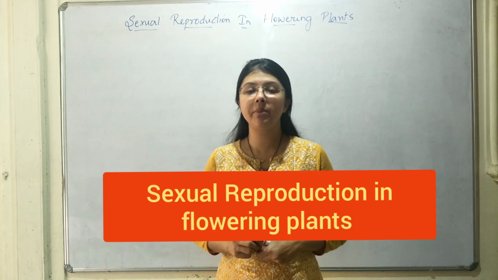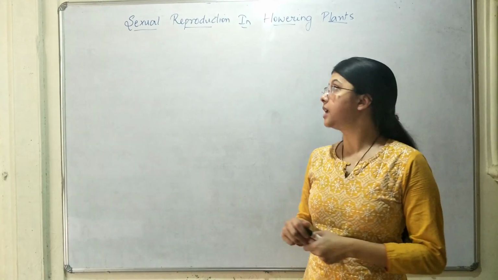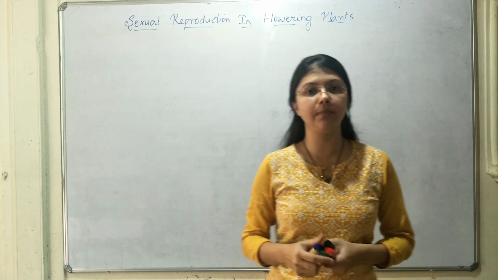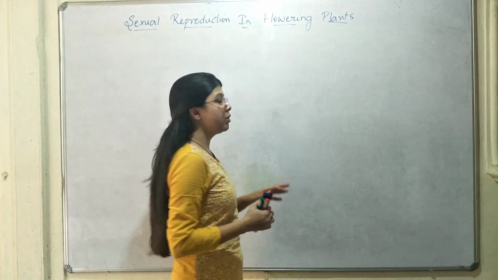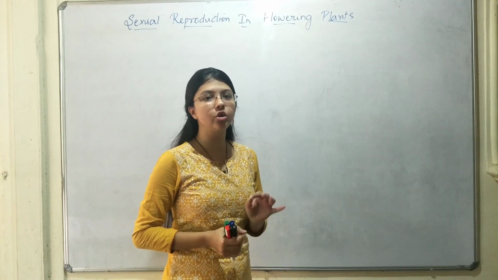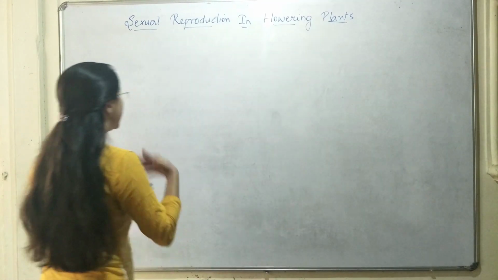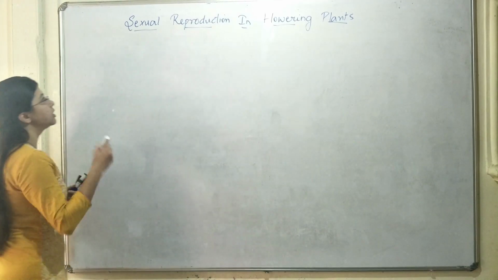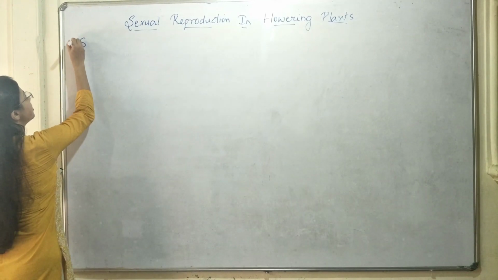Friends, today we will be discussing the second chapter of 12th standard, that is sexual reproduction in flowering plants. When I say flowering plants, we will specifically discuss the angiospermic plants. Let us first start with the structure of a flower.